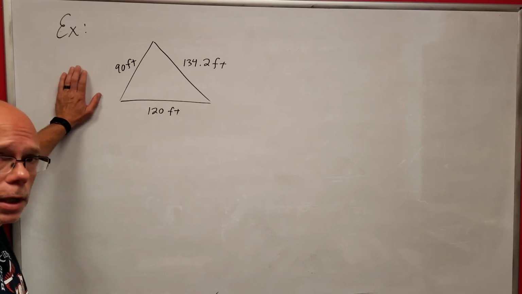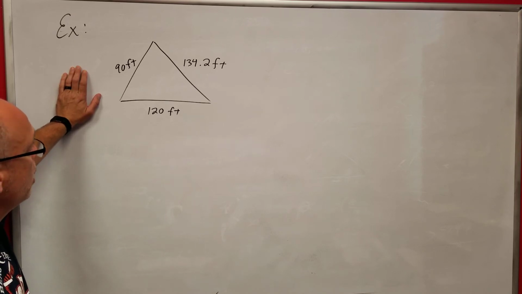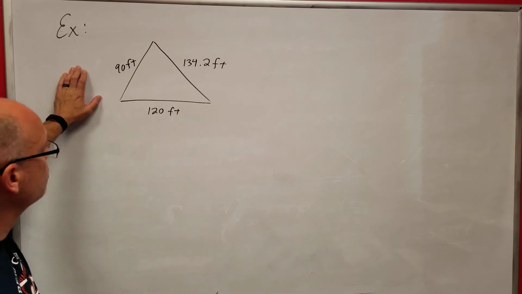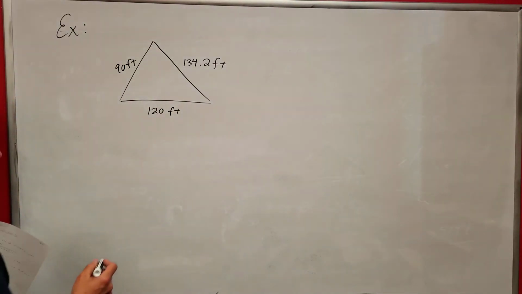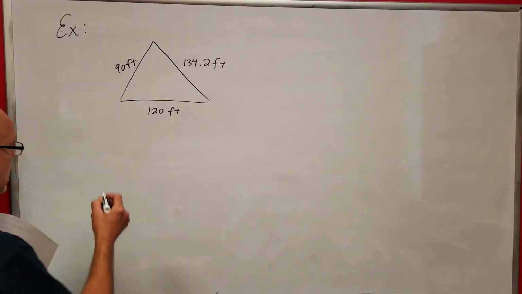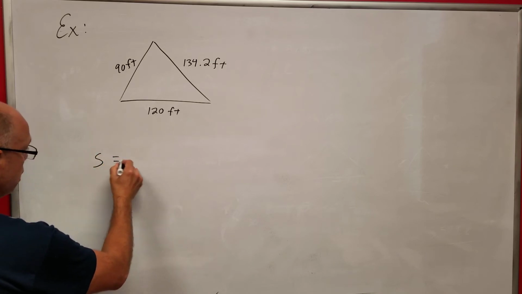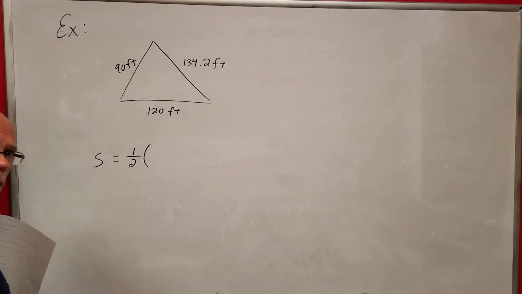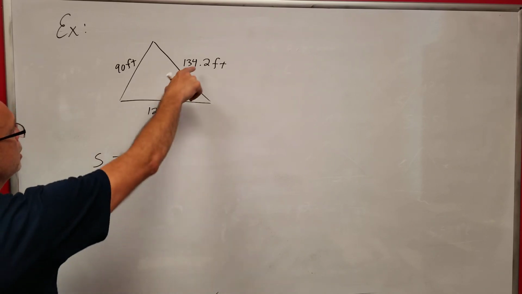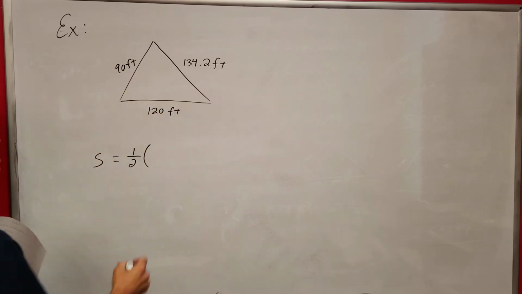All right, so the first thing you ask yourself is, what do I have here? Which case? Well, side, side, side. So for side, side, side, I'm going to use the formula we just had, and I'm going to find that semi-perimeter first. Remember, that's 1/2 the what? Perimeter. And what's a perimeter? All the sides added together.